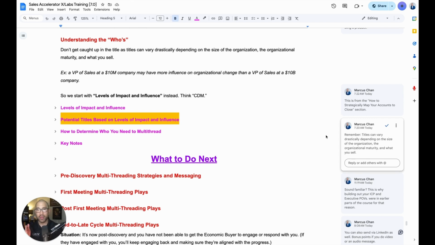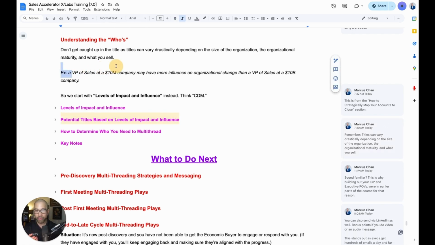So it's very easy to get caught up in the titles, saying, okay, I need to meet with the CXO, I need to meet with VP of this, VP of that, director of this, director of that, and it can be very deceiving, right? Because depending on the size of the organization, the organizational maturity, and what you sell, it can be very, very different. So for example, a VP of sales at a $10 million company may have more influence on organizational change than a VP of sales at a $10 billion company.